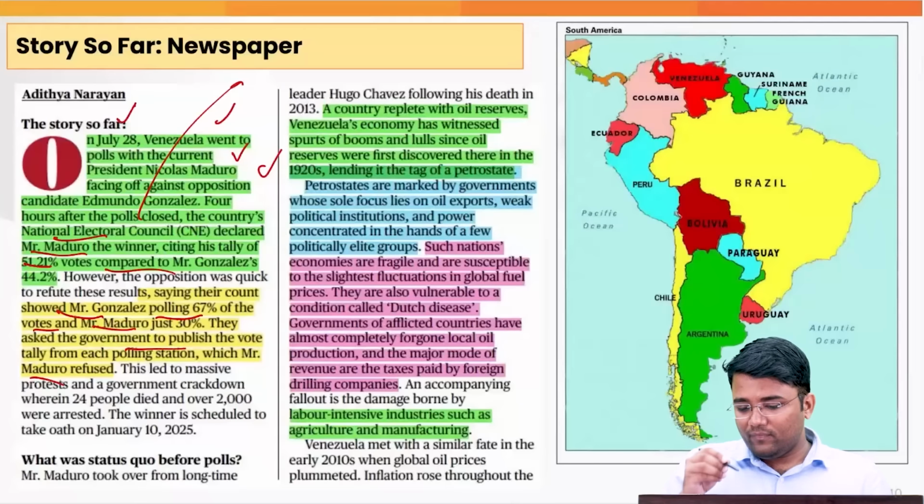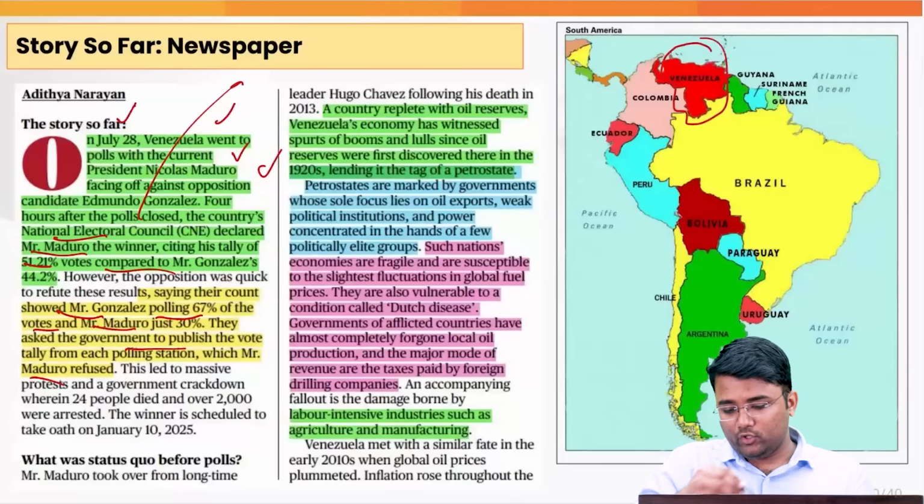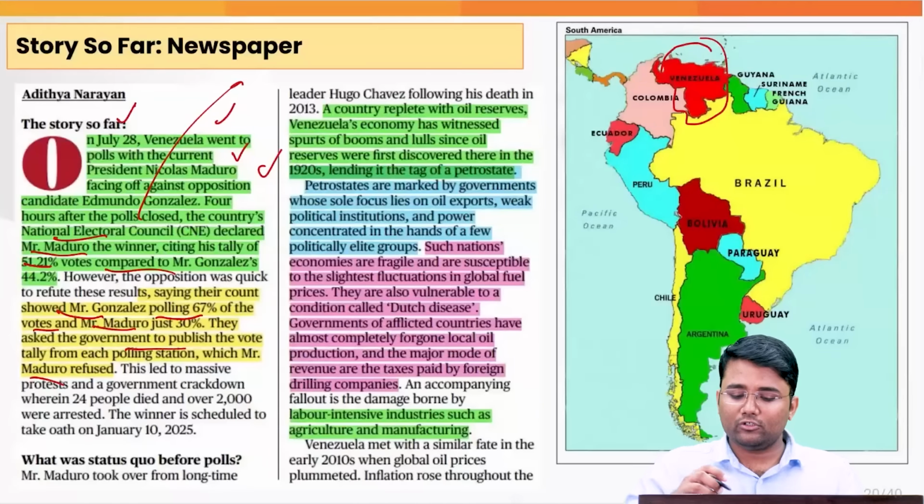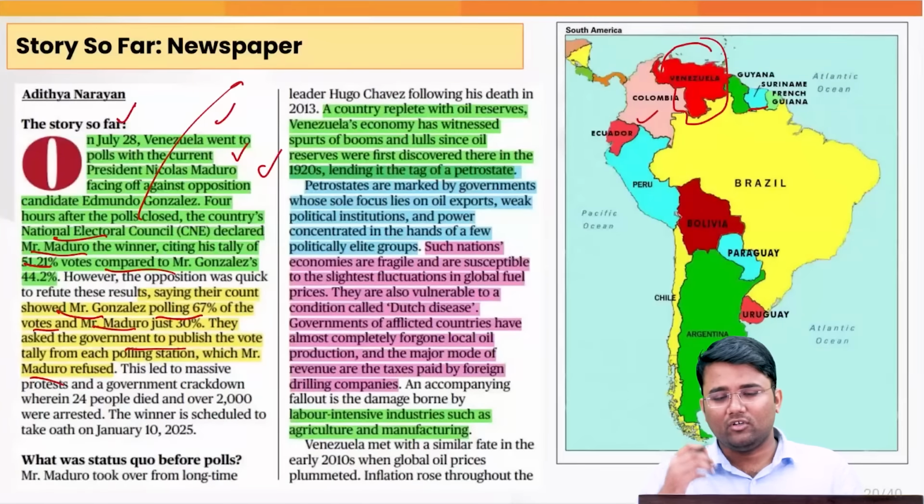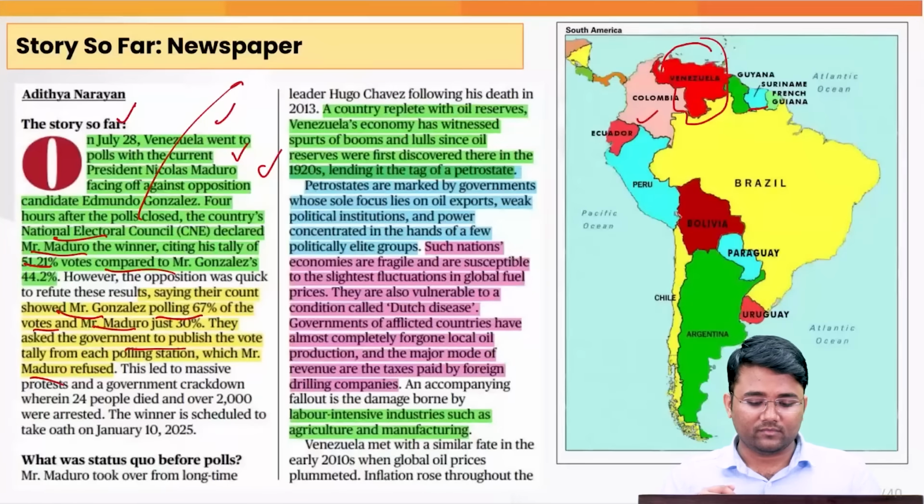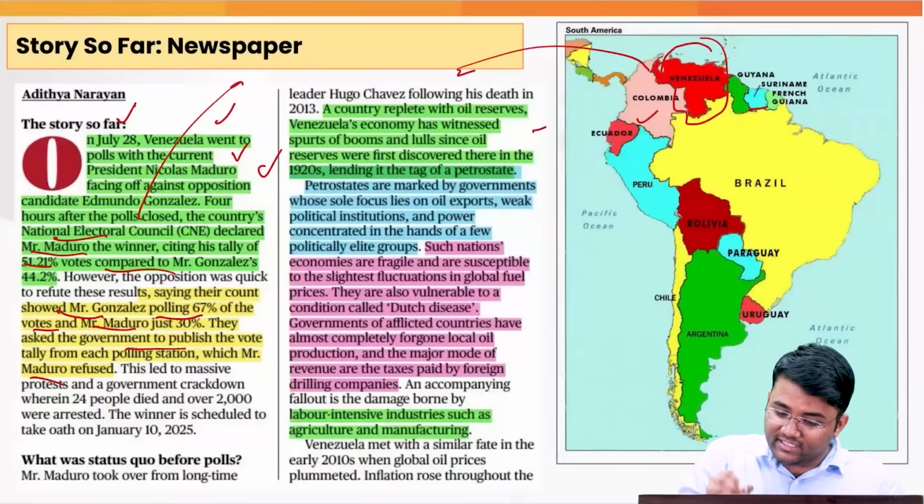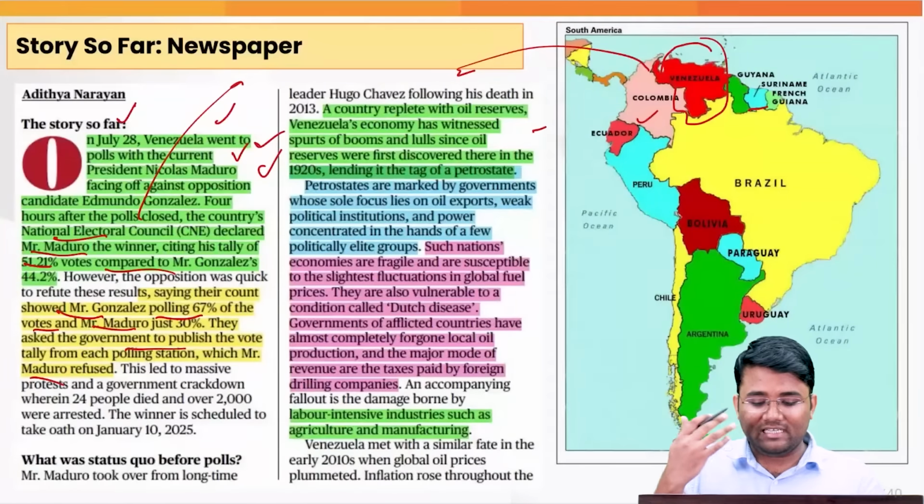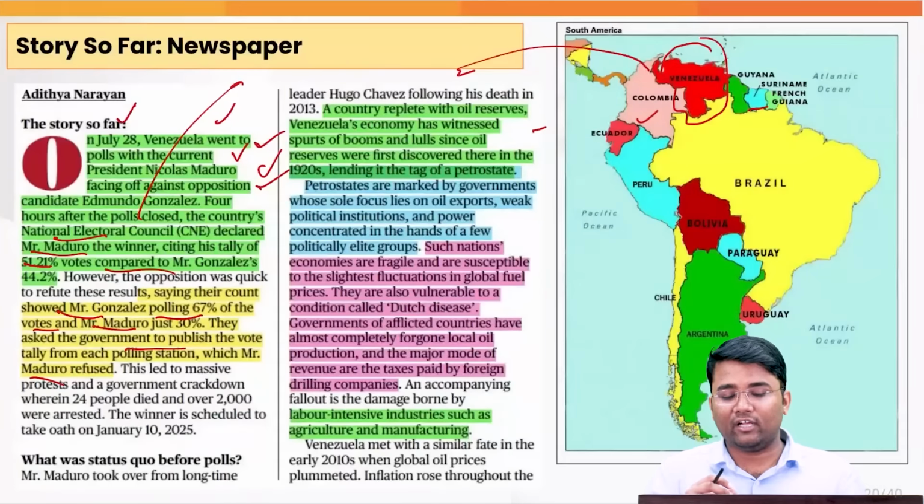Here you should first know the location of Venezuela. It is a country located on the northern side of South America. You should also be aware of the various bordering countries of Venezuela, because UPSC has asked one question on Venezuela, which we will be discussing. Venezuela is a country replete with oil reserves. Its economy has witnessed spurts of booms and lulls since oil reserves were first discovered there in 1920, lending it the tag of petro state.